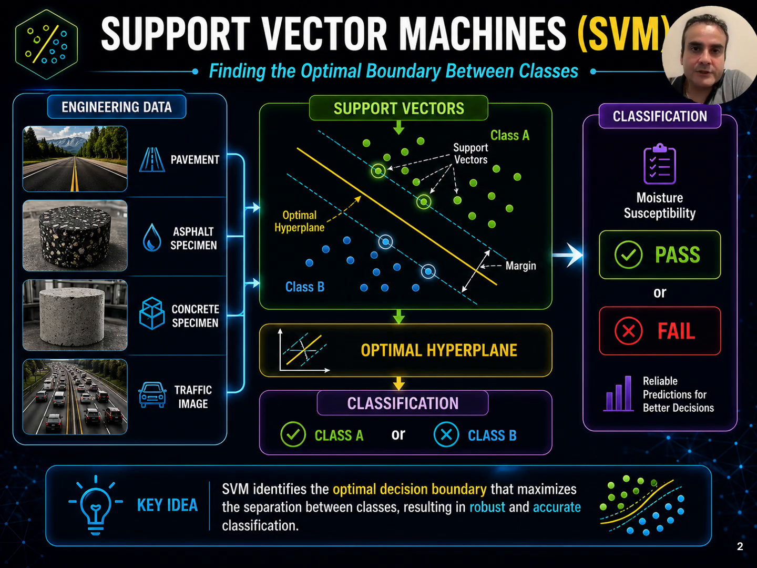This figure illustrates how engineering data such as pavement condition information, asphalt mixture properties, concrete characteristics, and traffic data can be used as input. Support vector machine identifies the boundary that maximizes the separation between the two classes. The highlighted points closest to the boundary are called support vectors, and they play a critical role in defining the classification model.